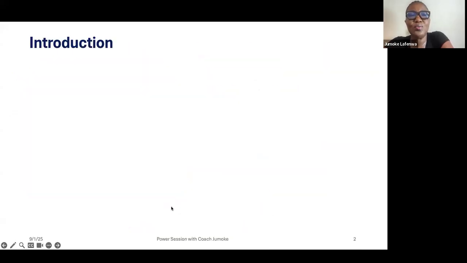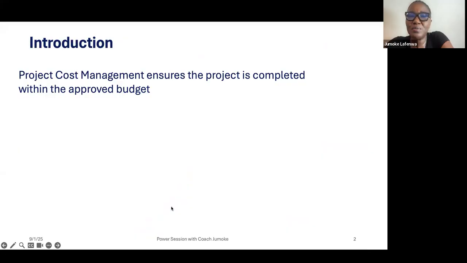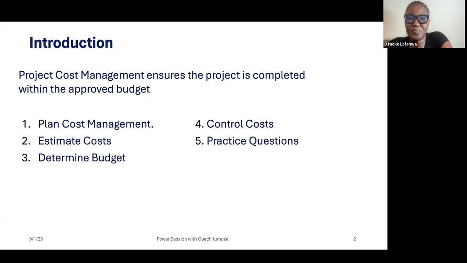So let's roll. Introduction: project cost management ensures the project is completed within the approved budget. And for you to get this, you should understand WBS, Work Breakdown Structure. Today's session, we'll be looking at these 5 points briefly. Plan cost management. Why do you need to plan cost management, and what goes into it? We'll look at estimate cost, determine budget. 4, we'll look at control cost.